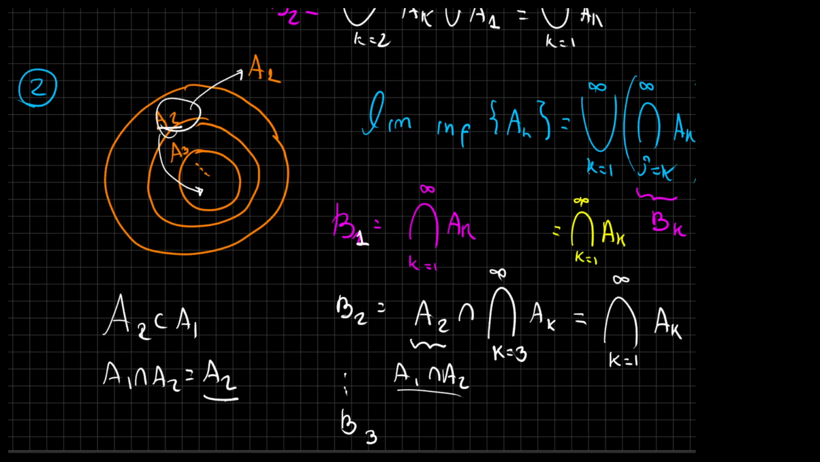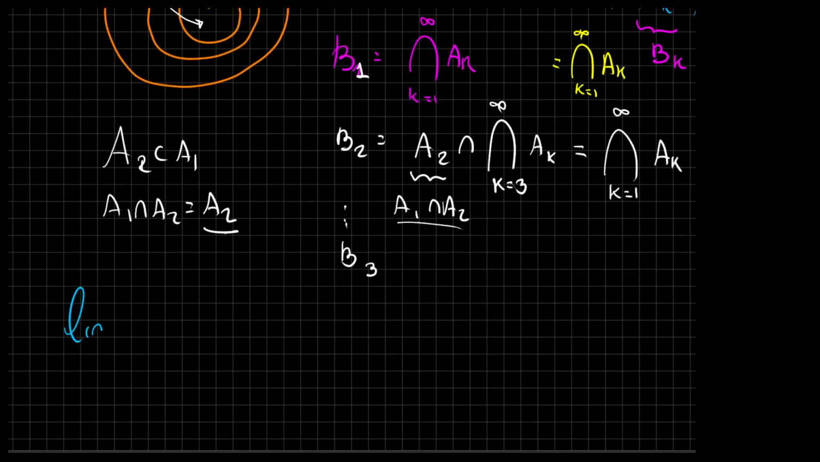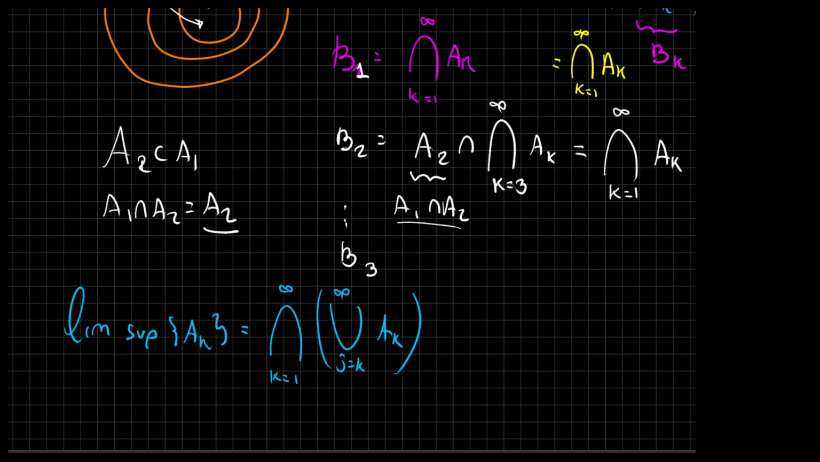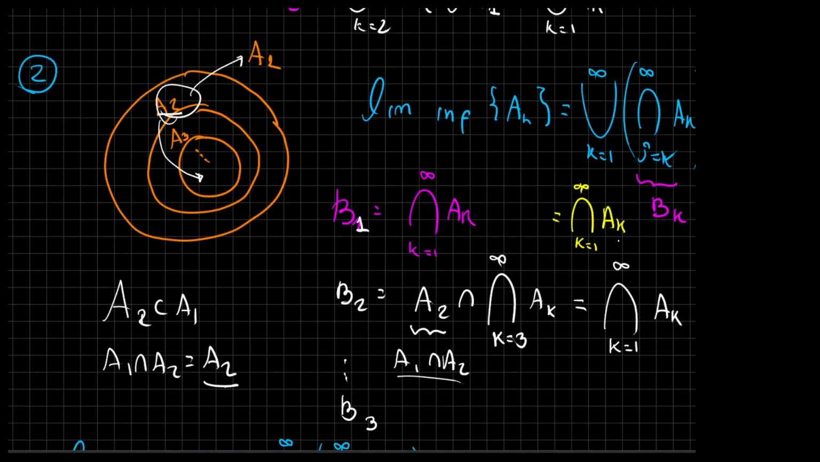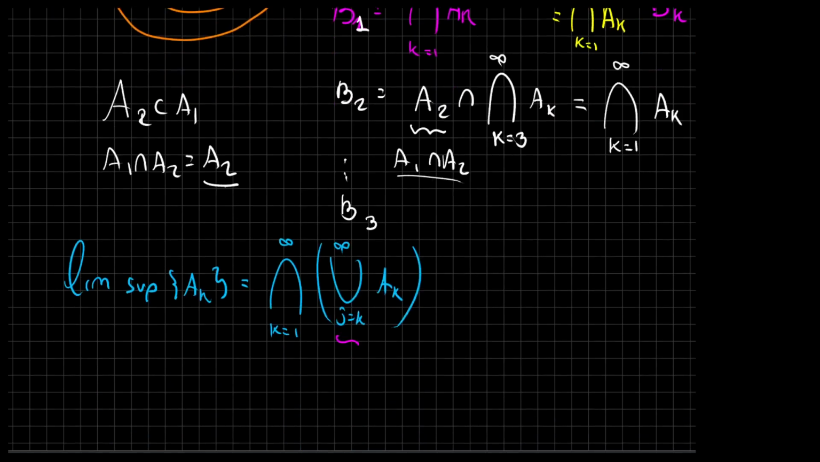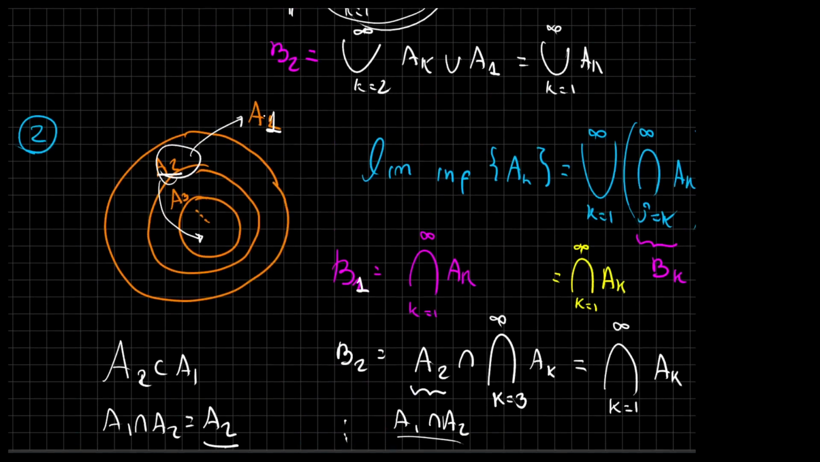So now what happens with the limit of the supremum? The limit of the supremum is an intersection of unions. Now, what happens when you unite everything? Well, if you unite everything, of course, the result will be A1. This is, let's say, AK. It's kind of obvious, because everything is included in A1. So the union of everything is A1.